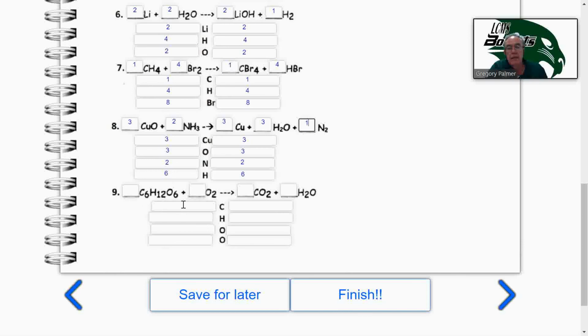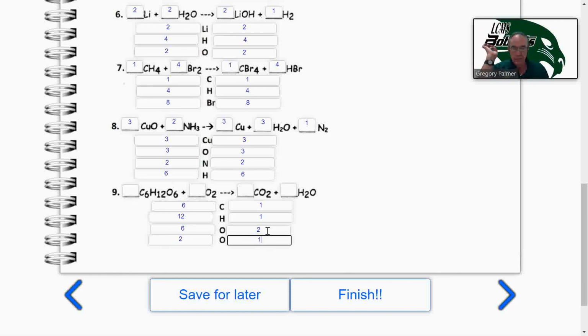Okay. Now in this, this is respiration. Got the glucose plus the oxygen. We exhale carbon dioxide and water. So we have 6 carbons, 12 hydrogens. We have 6 plus 2, okay, so 8 oxygens. Over here, we have 1 carbon. We have 2 oxygens. We have 2 hydrogens and 1 more oxygen.